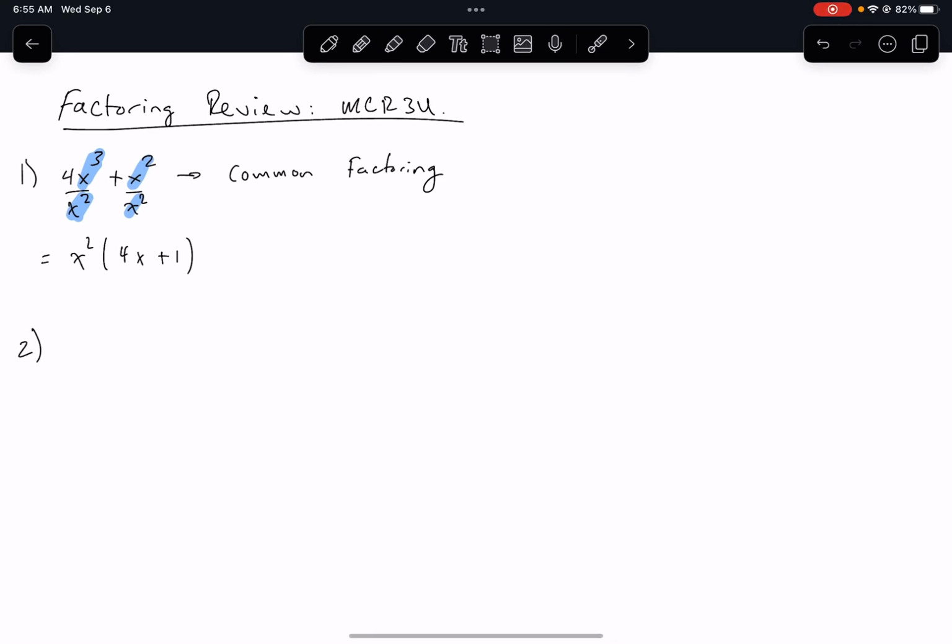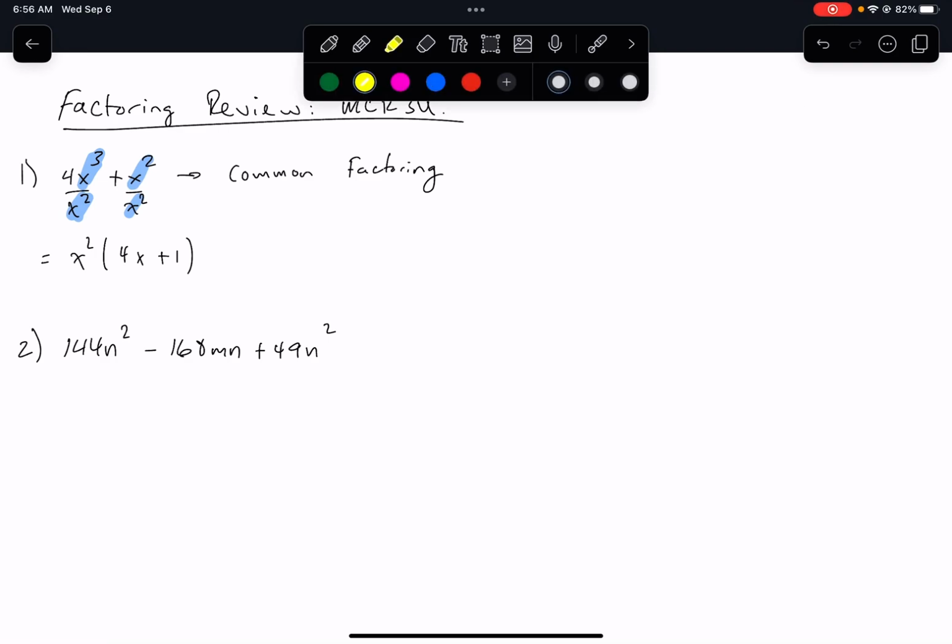Number 2. I have 144n squared minus 168mn plus 49m squared. So with a question like this, it involves a little bit of recognition, but the clue that I'm particularly looking at is the fact that it looks like something squared.